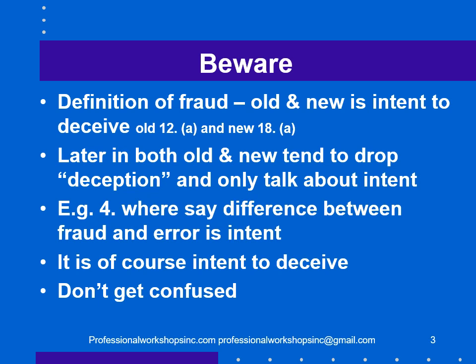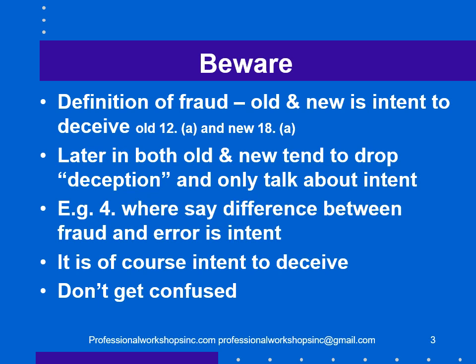And in both the old and new document, they tend to drop the deception part and say it's only about intent. So in paragraph 4, they say the difference between fraud and error is intent, which is, of course, inconsistent with the definition in 12 and 18 and makes no sense. So be careful about this. Don't get confused, and remember, it's always intent to deceive.